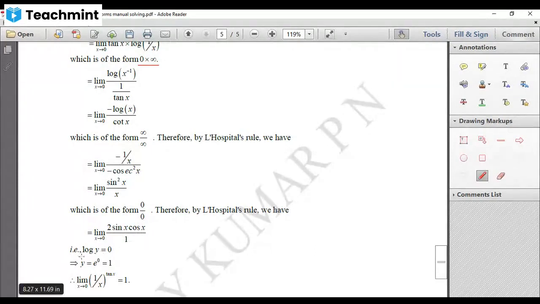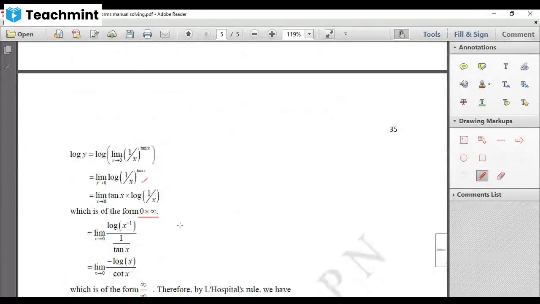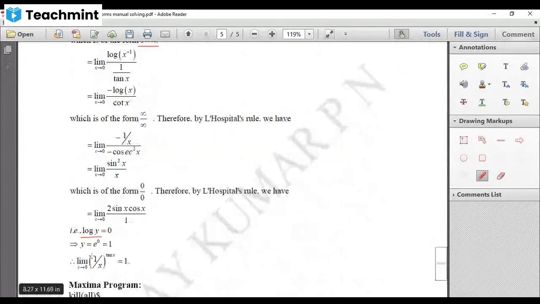So what is your left hand side? Log y. Log y is 0. But we want y because your limit is y. So we need y. So send log to this side. That becomes e to the power of 0. So y is equal to e to the power of 0. E to the power of 0 is 1. Therefore, limit as x tends to 0 of 1 by x to the power of tan x equal to 1.